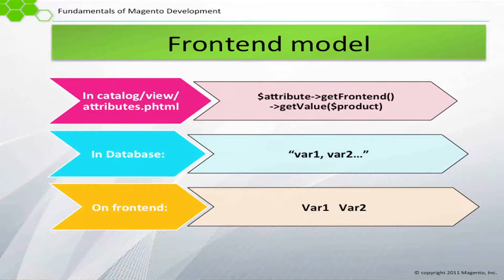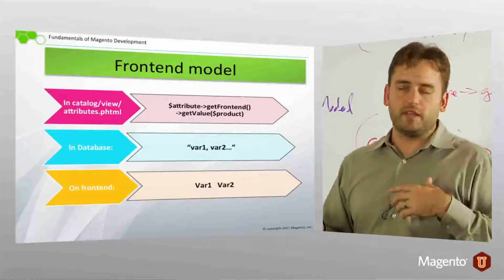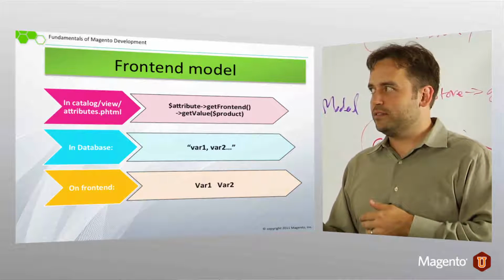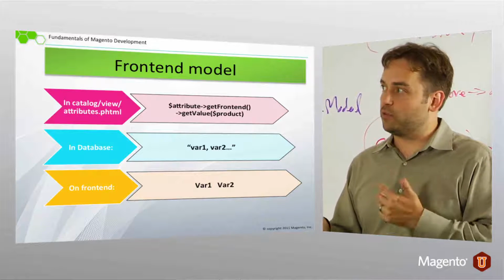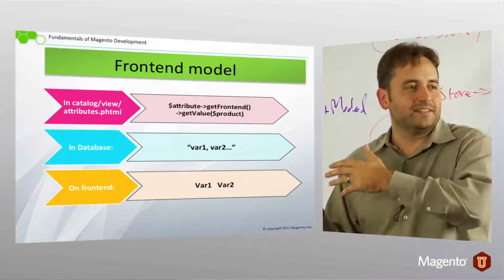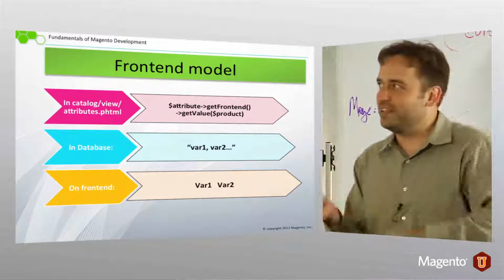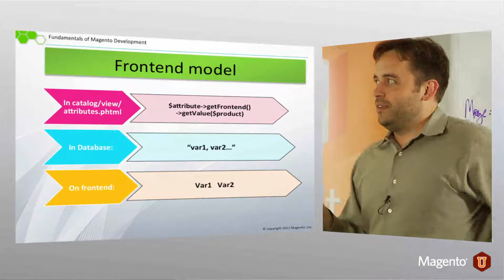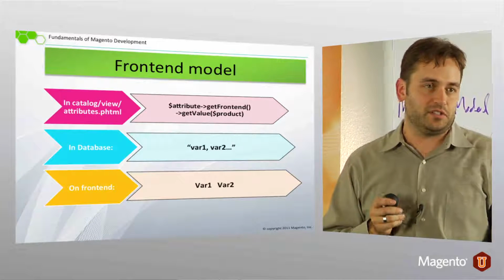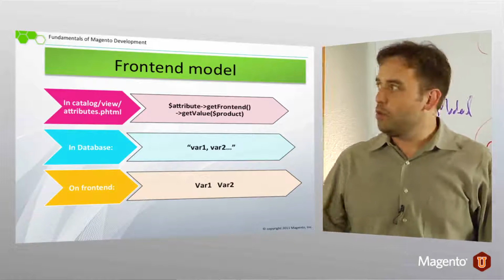So for the front end, if I wanted to get the value for an attribute, I would need to get that attribute's EAV config, or that attribute model, call frontend, and then call get value. Now this is for the catalog. I'd have you pass in the product object into get value. This is a bit clunky, but this is simply how the front end models work through the attribute.